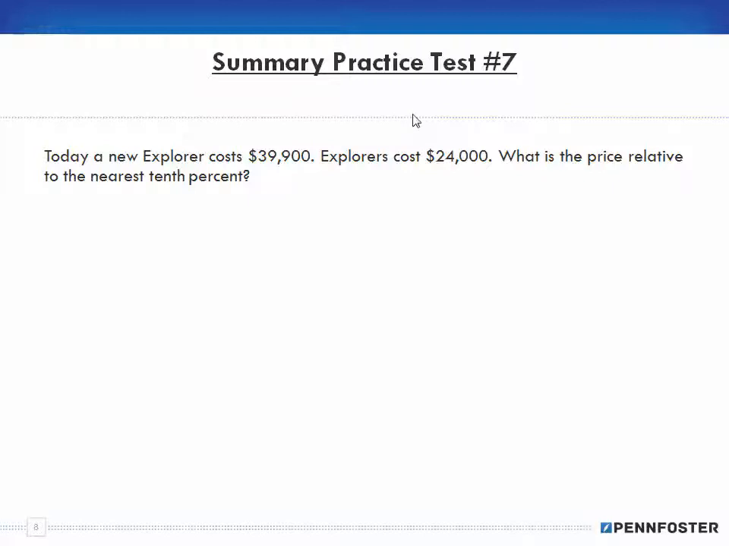Okay, number 7. Today a new Explorer costs $39,900. In 1990, Explorers cost $24,000. Right here it should have said in 1990. What is the price relative to the nearest tenth percent? Well, price relative is exactly that. It's just a ratio.